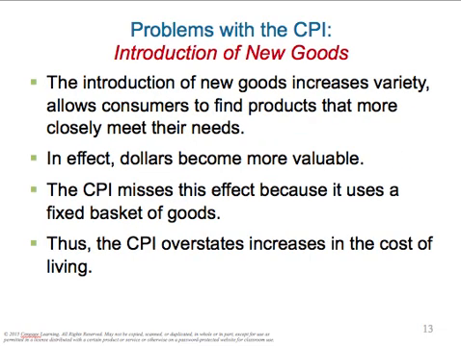Now, another problem with CPI is the introduction of new goods. Sometimes you put something in your basket that wasn't in the store the previous time you went there. The introduction of new goods increases variety, which is good for a consumer. It allows consumers to find products that more closely meet their needs. In effect, dollars become more valuable. The CPI misses this effect because it uses a fixed basket of goods from year to year. Thus, the CPI overstates the increases of the cost of living. It might be calculating things on goods that you aren't buying anymore, or missing new goods that are relatively inexpensive compared to what you were buying.